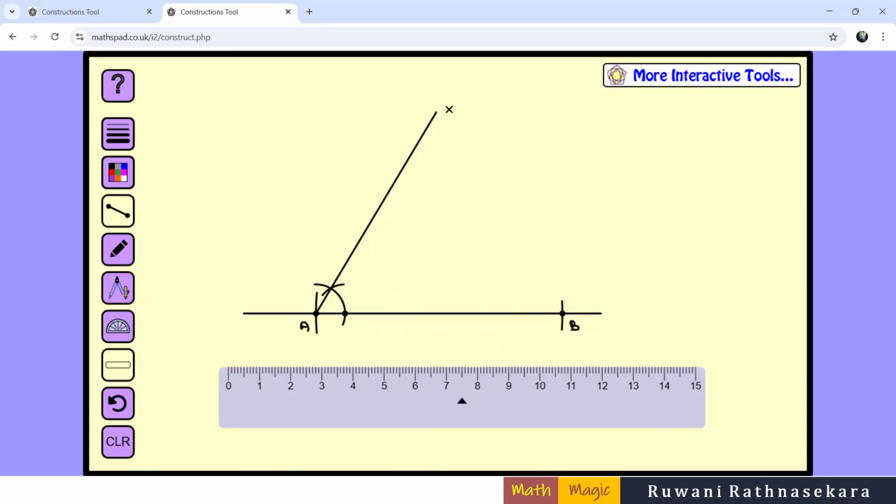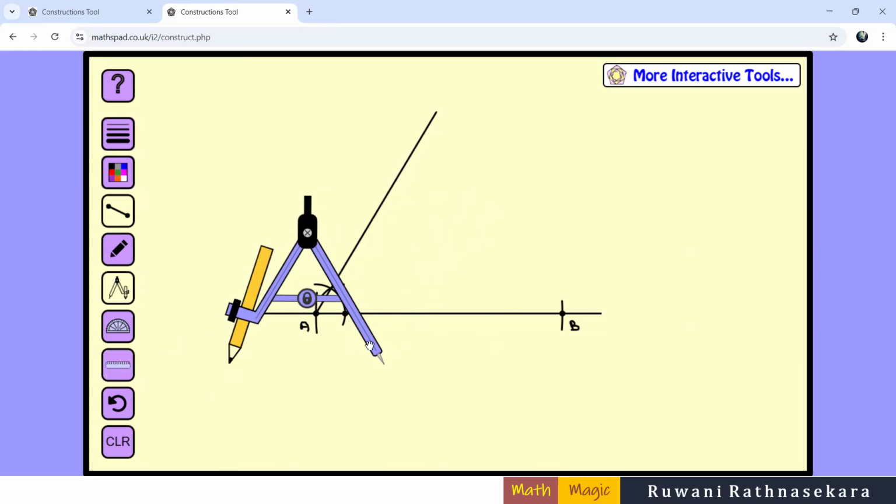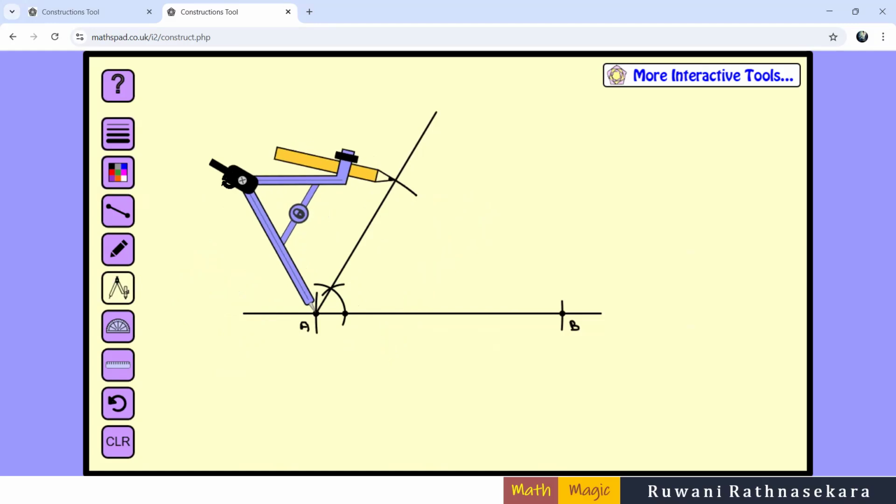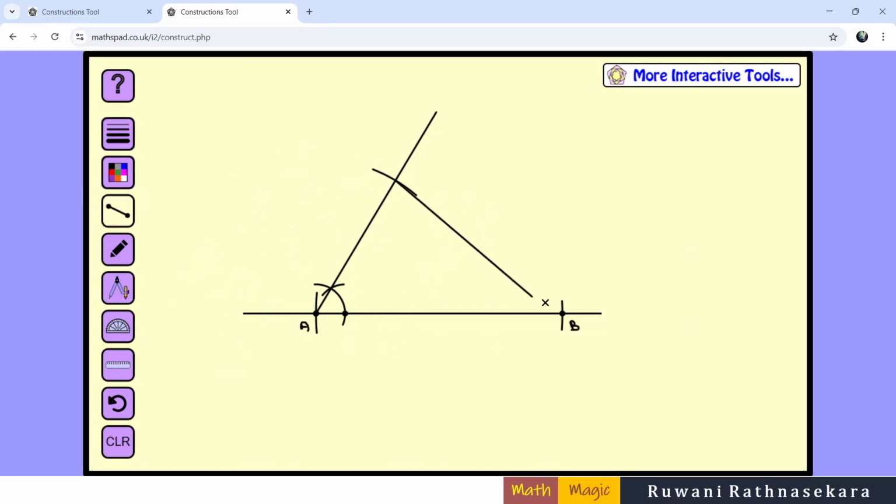Right? Then you have to mark C such that AC is 5 centimeters long. You have to measure a 5 centimeter gap to the pair of compasses now. To locate C, 5 cm away from A, by taking A as the center, you have to draw an arc, and this is the triangle that you can complete after obtaining C.